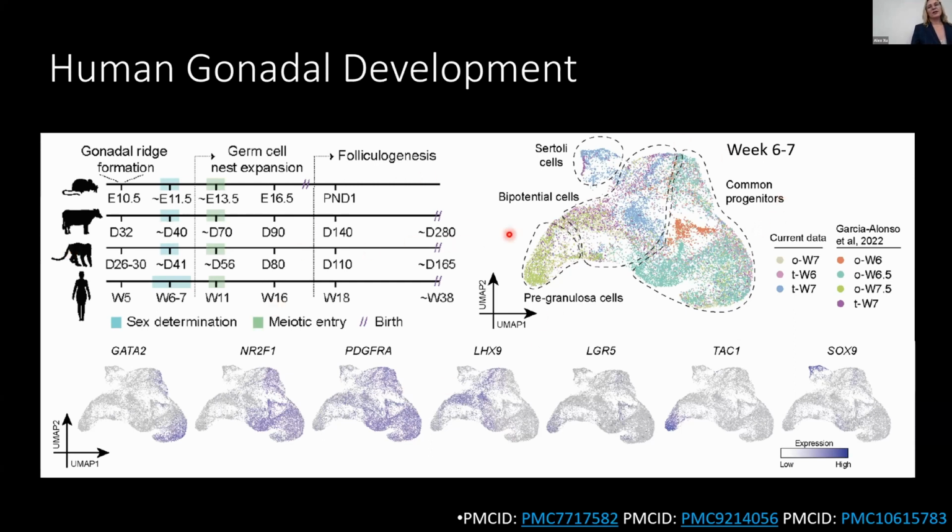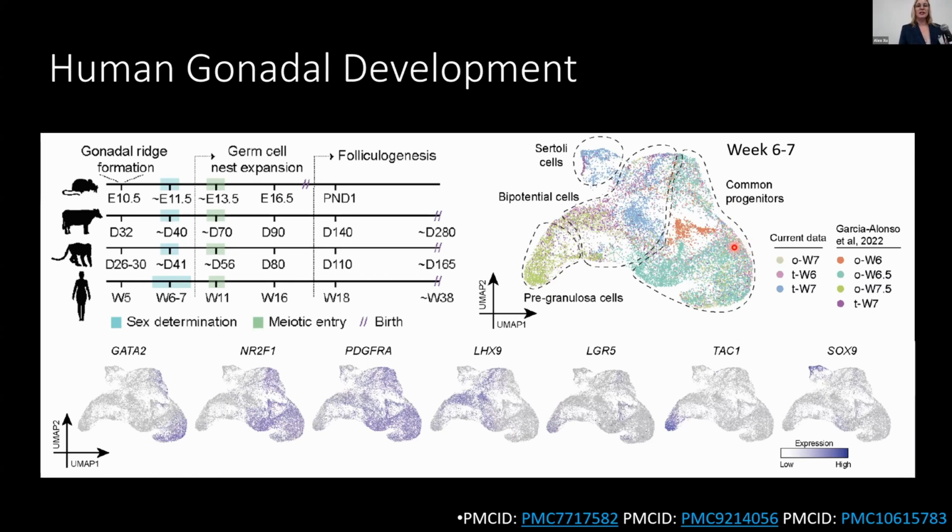I just wanted to show one of the images from this paper where we were looking at the emergence of the germline at 6 to 7 weeks post-fertilization, utilizing computational approaches where we called the mesonephros the beginning of development, which is GATA2 positive, and these would be common progenitors to the ovary and the testis, and then tracking the formation of the granulosa cells, which are marked by LGR5 and TAC1, and the Sertoli cells, which are marked by SOX9.